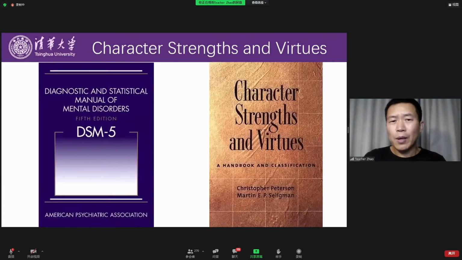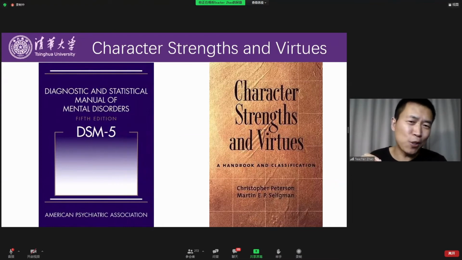So Marty Seligman, after he started the positive psychology movement, one of the first things he did was to ask Chris Peterson to work together with him and compile a book called, as he said in Authentic Happiness, a classification of character strengths and virtues. So this is the positive version of the DSM-5. For those people who are familiar with psychology, you probably heard of the book. It's the Diagnostic and Statistical Manual of Mental Disorders. So it's the DSM of mental disorders.